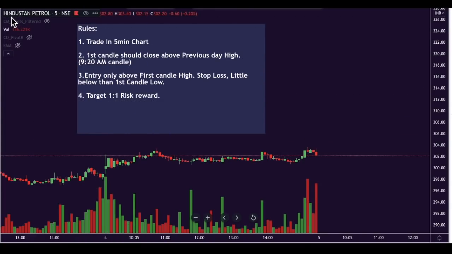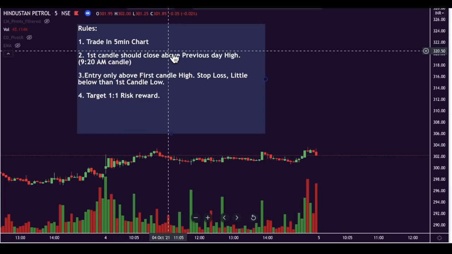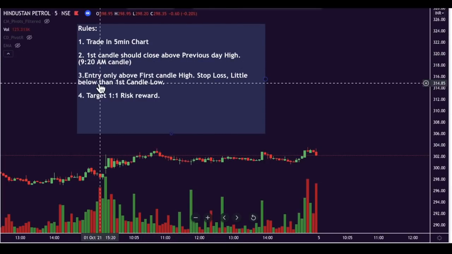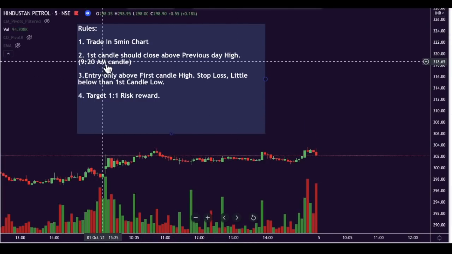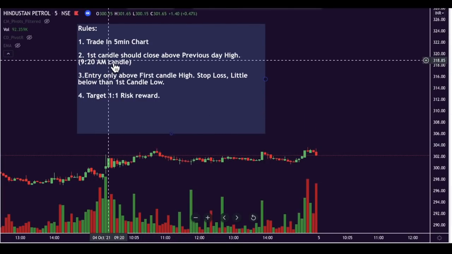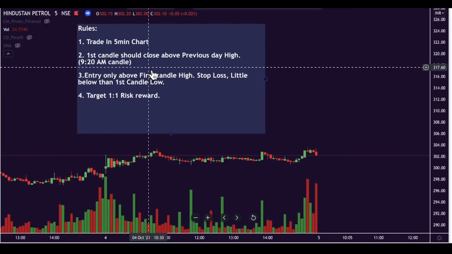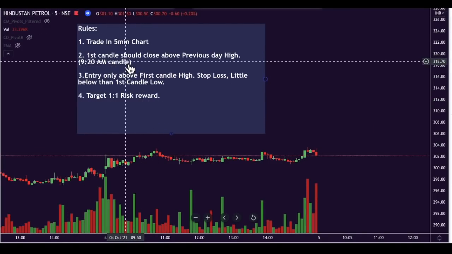By the way, I'm taking Hindustan Petroleum as an example to explain the strategy to you. Now rule number 2 says the first candle should close above the previous day high, that is the 9:20 candle. The morning opens at 9:15, right? From 9:15, when the first 5 minutes candle closes, the time will be 9:20. So the close of the 9:20 candle has to be higher than the previous day high.